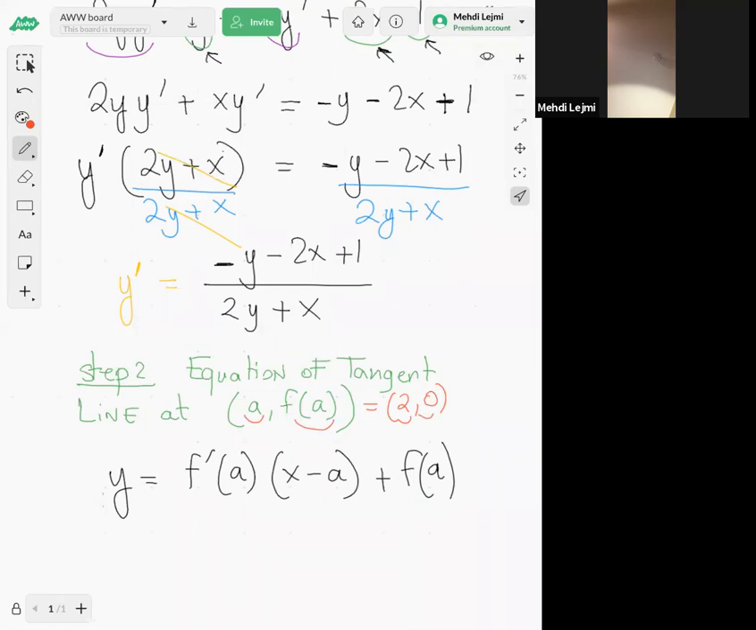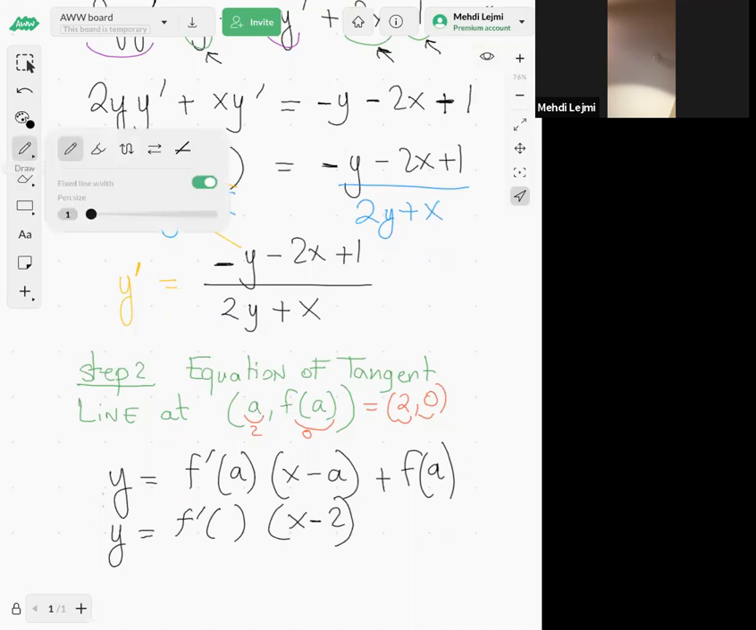Okay, so this a is 2 and this f of a is 0. So then we have y equals f prime of a times x minus a. We don't know yet what f prime of a is. A is 2, so this is x minus 2. This is of course f prime of a, and a is 2, so we need f prime of 2 plus f of a. F of a is 0.